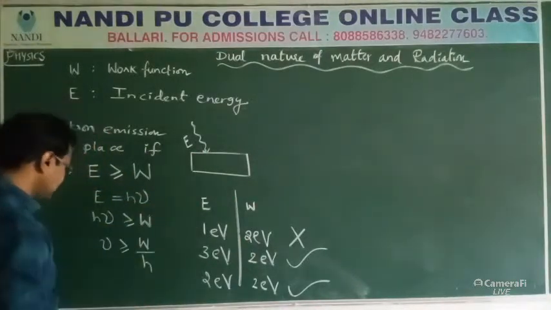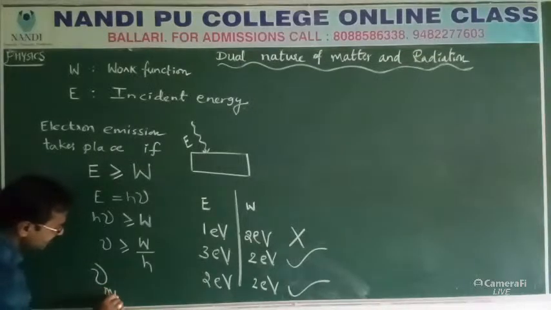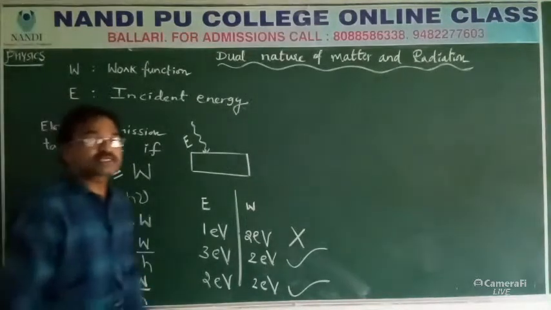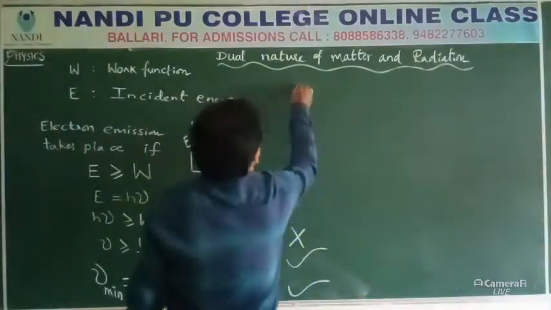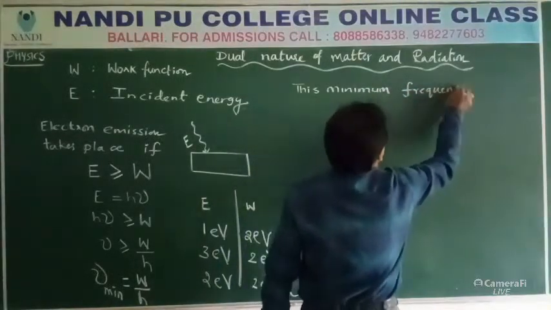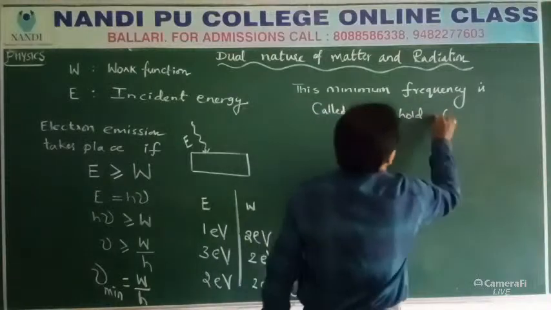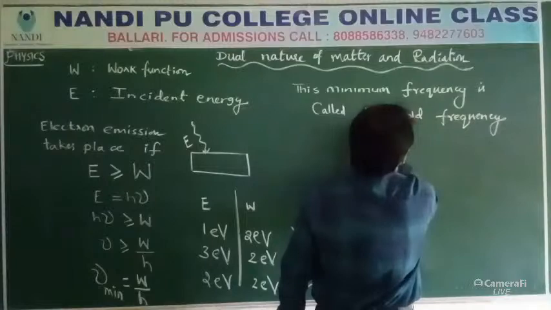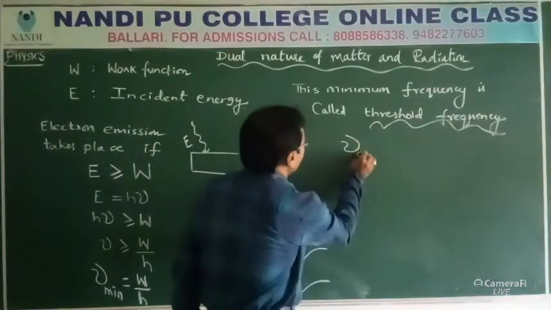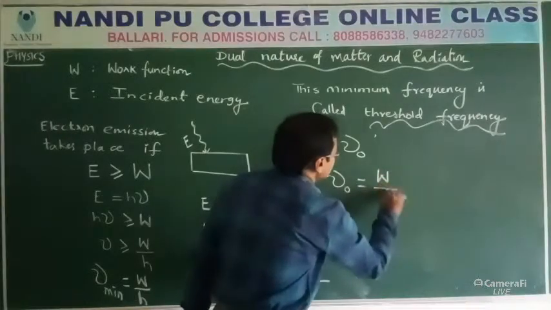A new word came now. First of all, say nu greater than or equal to W by h. Then minimum is equal to W by h. This minimum frequency is called threshold frequency. Threshold means limit. Understand, children? So that is indicated by nu naught. So nu naught equals W by h.